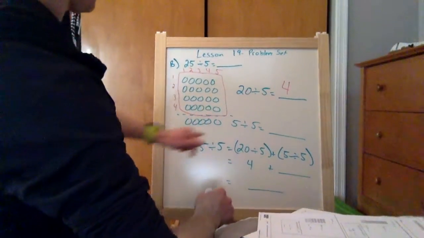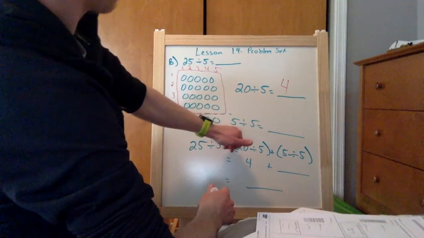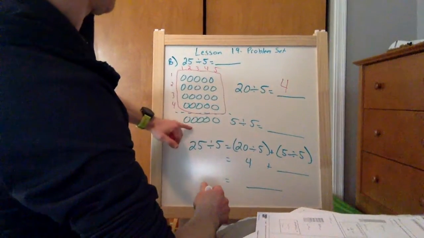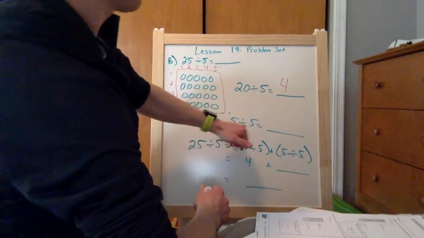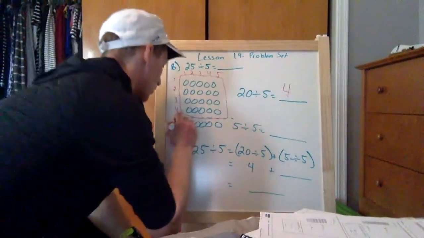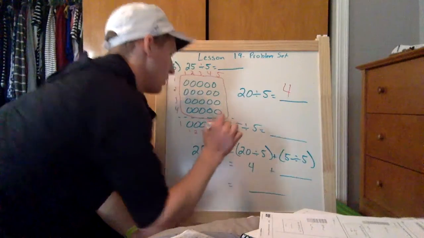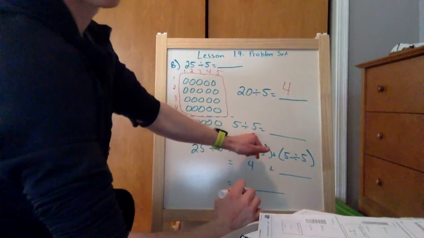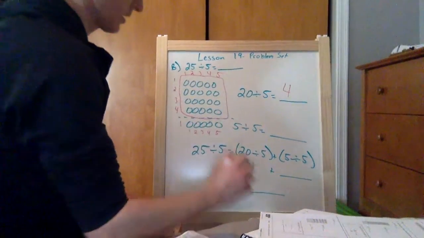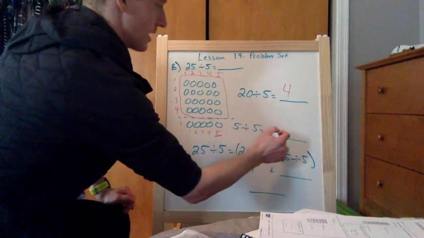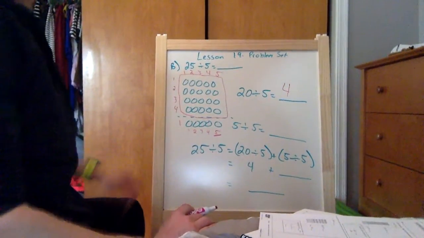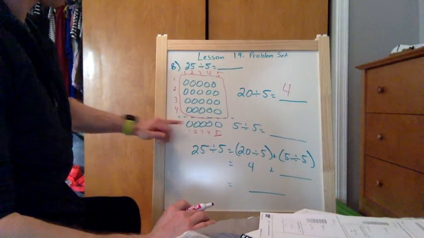Now, this next one. 5 is the total. 1, 2, 3, 4, 5. We divide it into 5. Is this counting rows or columns? It's counting columns. Therefore, this answer is the amount of rows. How many rows do we have in here? 1.